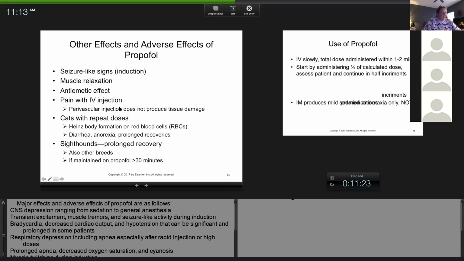You cannot repeat doses in cats, meaning day to day. You can get Heinz body formation. Sight hounds, again, this is a good drug for sight hounds. Sight hounds can just be sensitive to anesthesia in general, but this is the induction of choice in a sight hound. I would definitely use it, but it's usually seen if you're using propofol as your only maintenance, like induction and maintenance, and doing repeated doses.